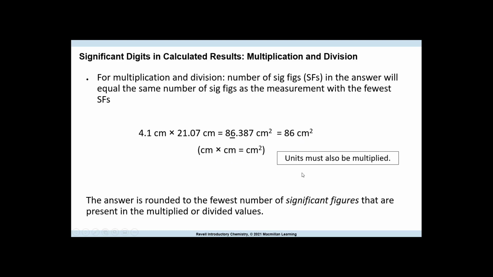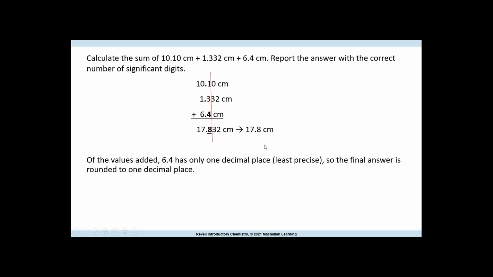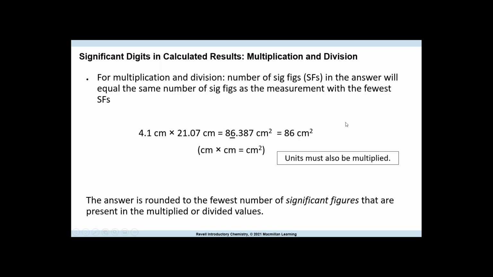Units always have to be brought down or multiplied or divided. When you're adding, you don't have to do anything but bring the units down. So in this case, what I mean is centimeter, centimeter, centimeter. That's fine. That's it. You're carrying it with everything. Here, you have to multiply them. So this is squared. If you had another one, you'd have to cube it. You have to carry these through with the values. Units have to come with it.